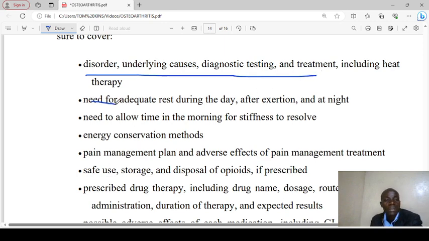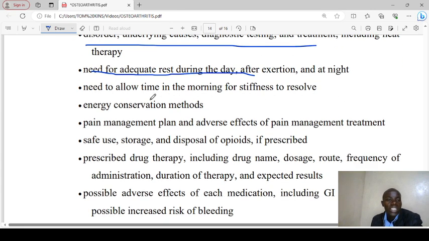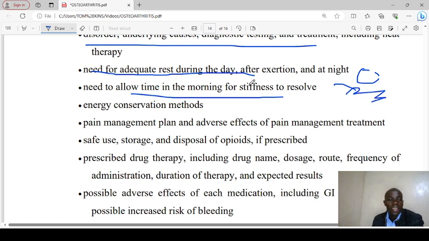You also need to talk about the need for adequate rest during the day, after exertion, or at night. Also, the need to allow time in the morning for the stiffness to resolve. Okay, the stiffness is there in the morning, but it resolves. It takes less than 30 minutes. This is different in rheumatoid arthritis, where it takes more time. You also have energy conservation measures. That is what you are supposed to teach the patient.